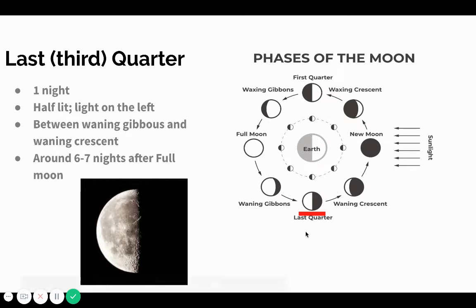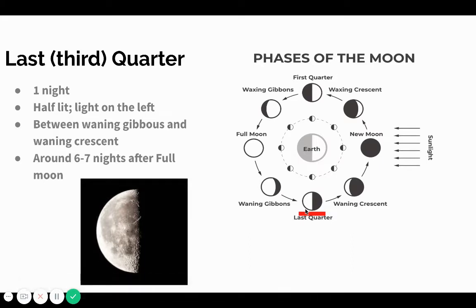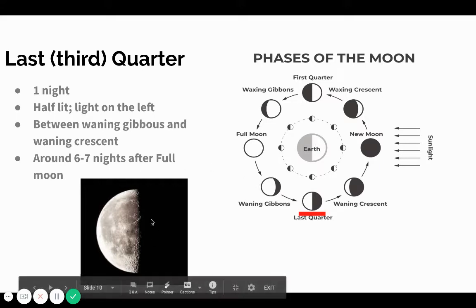So in the last quarter, how long does this phase last? If you said one night, I am snapping to agree. You guys are killing it. In this last quarter, it only lasts for one night. The moon is half lit on the left side. Think last left, last left.